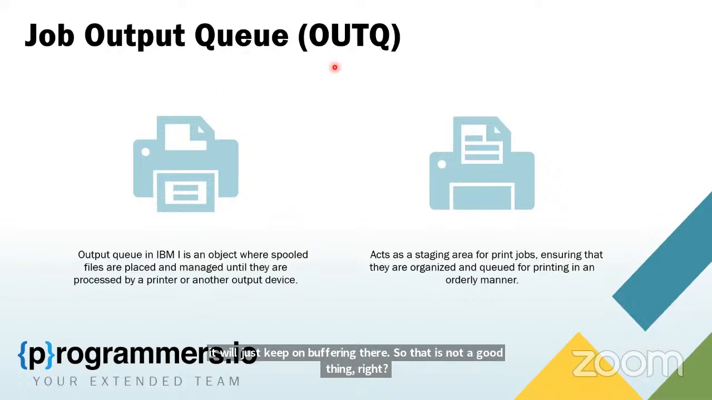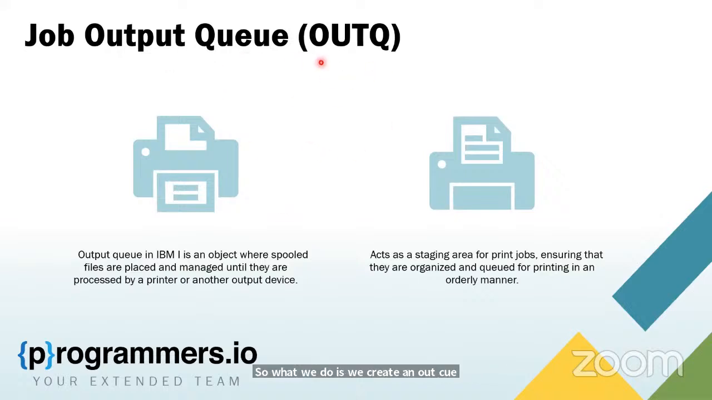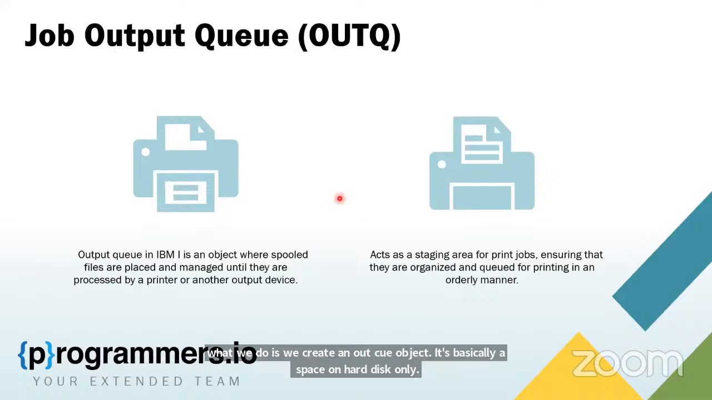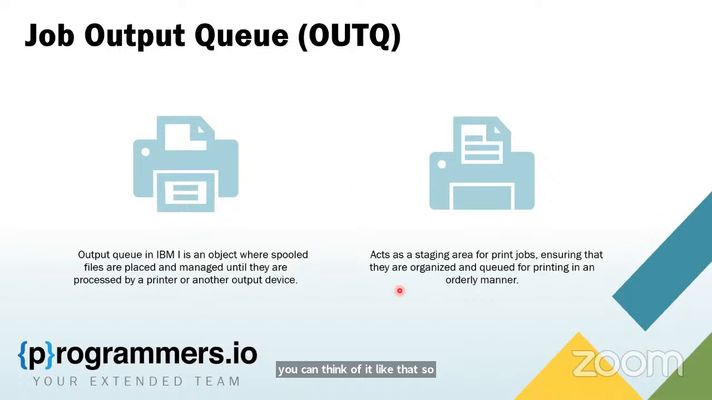So what we do is we create an out queue object. It's basically a space on hard disk only. You can think of it like that. So all the output is stored in a buffer area in a first in, first out kind of order. Whatever comes first, it's like a spool, right? A spool is where a thread is wound. Whatever you unspool, the first extreme end will come out first, and then you keep on unspooling till the inside of the spool, the thread will come out, right?